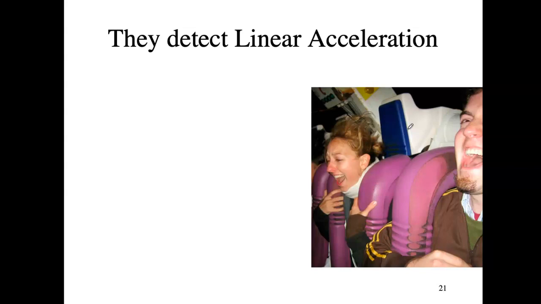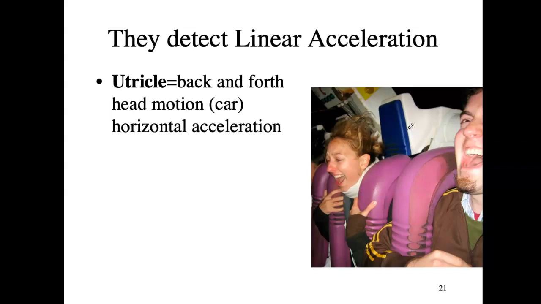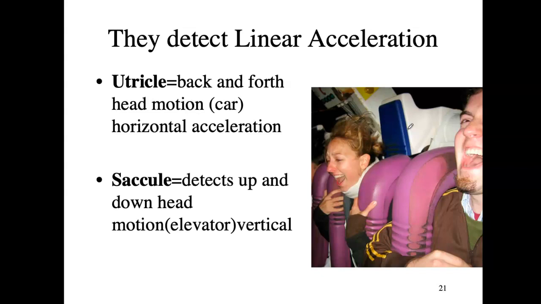Or you could be in a car and you're accelerating fast and then you're on the horizontal line. So let's distinguish those. The utricle is back and forth, and you have this head motion in a car. It's horizontal acceleration, right? You're going to accelerate and your head goes back a little bit and then you sort of catch up. Utricle. Saccule then is going to detect up and down head motion, like in an elevator or in this wonderful ride that drops you from I don't know how many feet, and that some people enjoy. Not I. Okay, utricle, then horizontal, saccule, vertical.